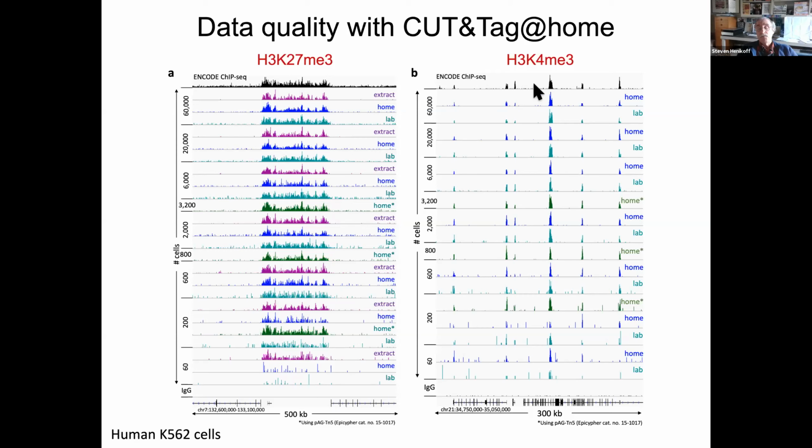Similarly for H3K4 trimethylation, which is a mark of promoters, even down to 60 cells, we get pretty good results. Same at home and in the lab for the human K562 cells.